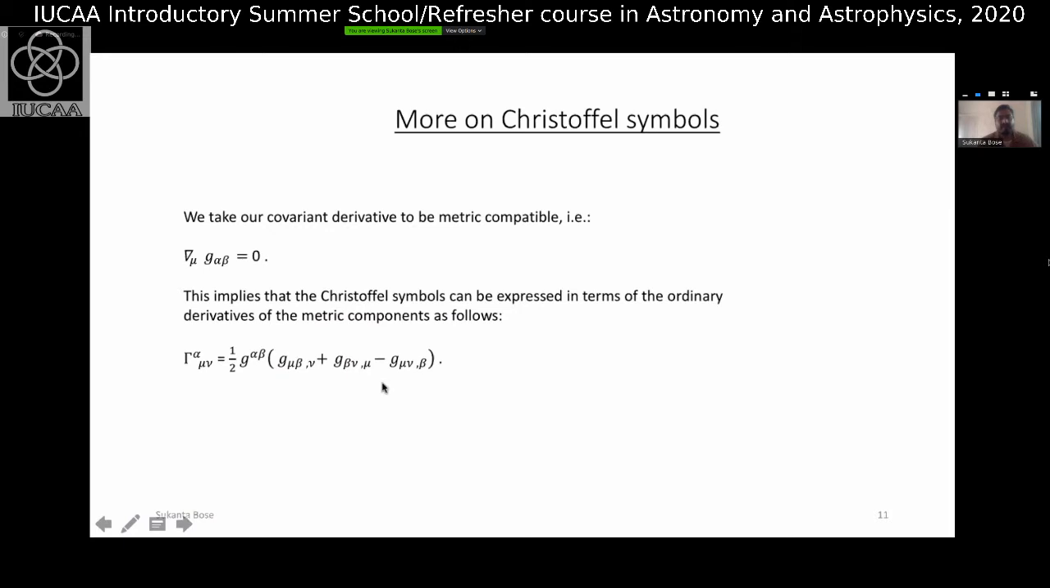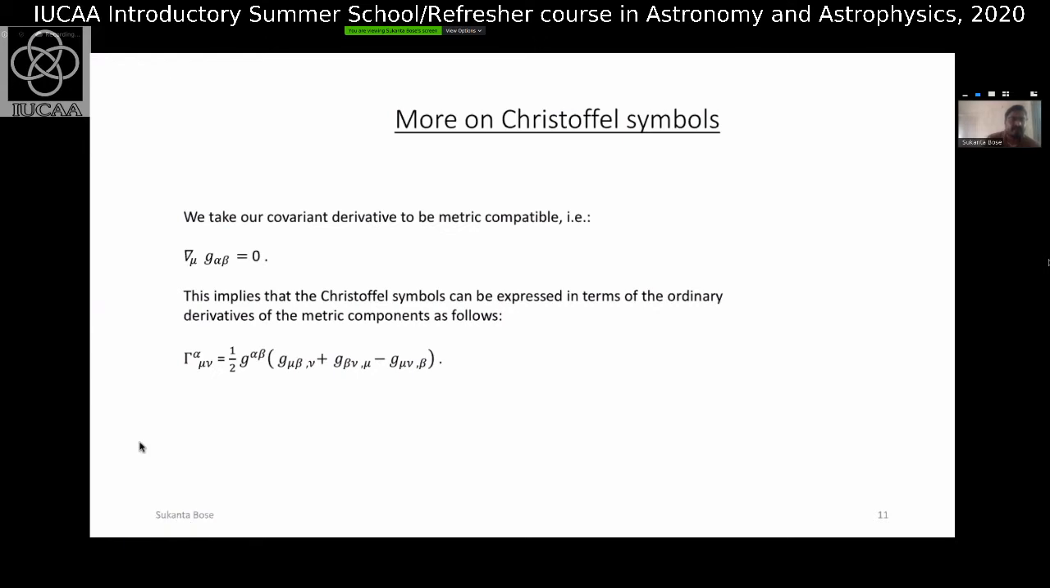If instead of Cartesian coordinates you use spherical polar coordinates, the metric components are not constants. g rr will be unity, but g theta theta is r squared, and g phi phi is r squared sine squared theta. So you notice that the metric coefficients depend on coordinates like r and theta, which means that the coordinate derivatives with respect to radius or theta will be non-zero. So in general, the Christoffel symbols are not zero even in flat spacetime, except in Cartesian coordinates.